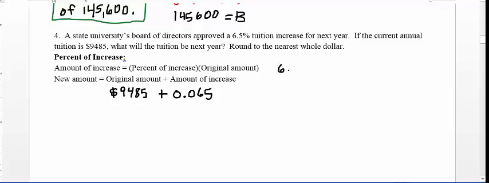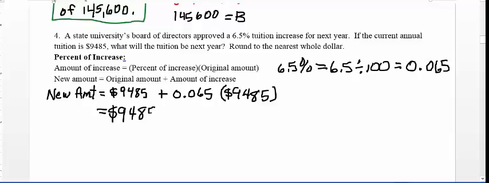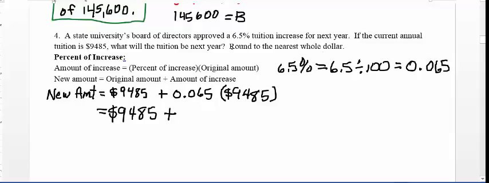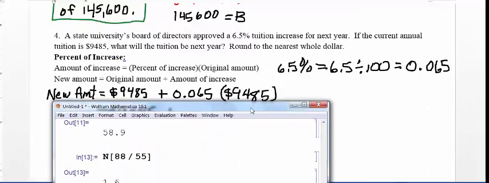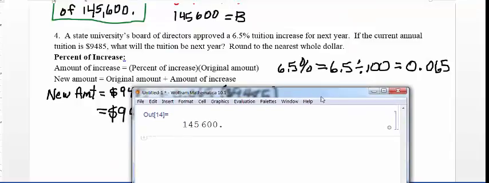Now what I want to point out here is that just in case anyone is having problems, whenever I remove a percent sign, I divide by 100. And that automatically will move the decimal 2 places to the left. So the new amount is found by adding 0.065 times the original amount. So that's the amount of increase. I find that by adding the amount of increase to the original amount.